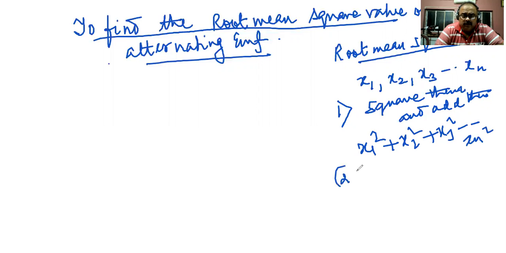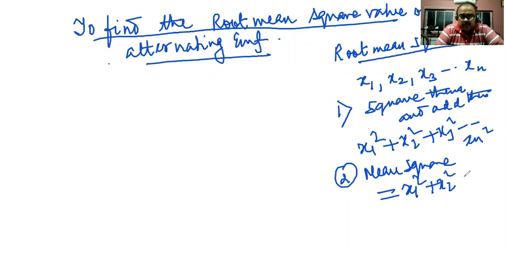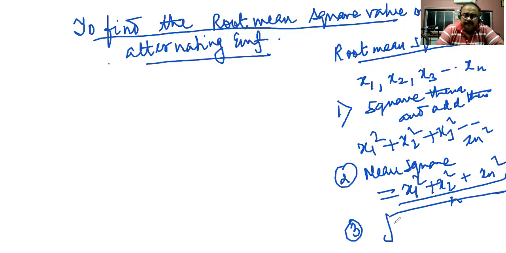Then we'll find out the mean of this. That means we'll get the mean square, the mean of the square values. That means we get x1 square plus x2 square up to xn square, divided by n. So we get the mean of the square value. And as soon as we get the mean of the square, when I find out the square root of this entire thing, this I will get as the RMS value.